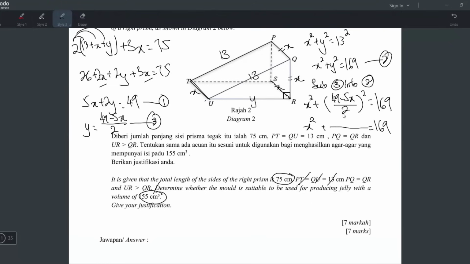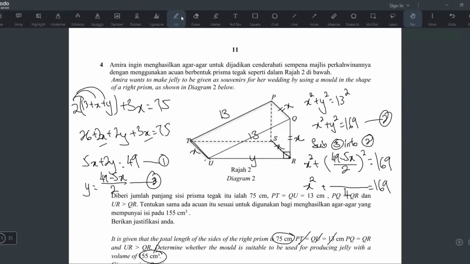Kalau bawah square dia akan jadi 2 square akan jadi 4. And then atas square, this one a lot of students will make careless mistake, because they thought like, oh, just ambil ini square and then ambil ini square. Salah. 49 minus 5x square, what's the meaning? The meaning is like this.